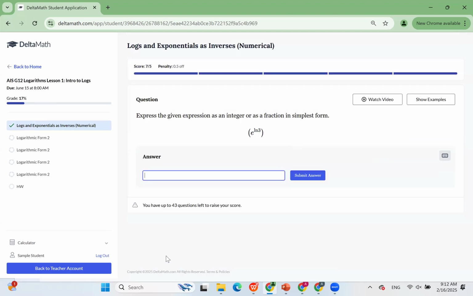One final problem. Here we have e power ln 3, so we have e power log base e of 3. So remember that ln 3 becomes log base e of 3, and we can just cancel these out, and we would get 3 as a final answer.